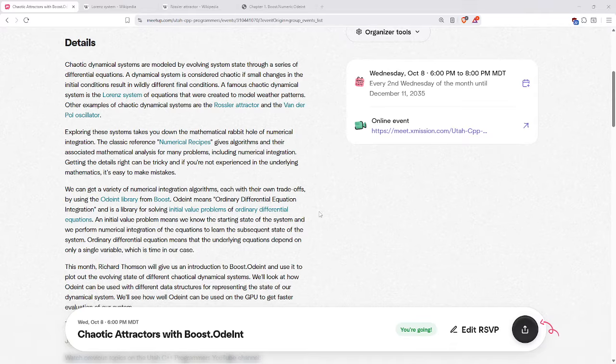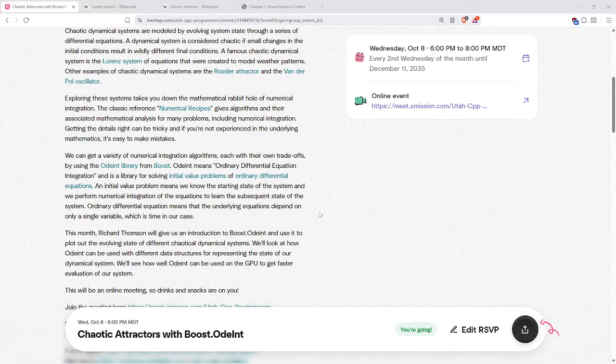So ODEInt is a library for solving what are called initial value problems of ordinary differential equations. An initial value problem means we know the value of the state of the system at some starting point, and we want to perform numerical integration to find out the subsequent state of the system at some further point along in time.